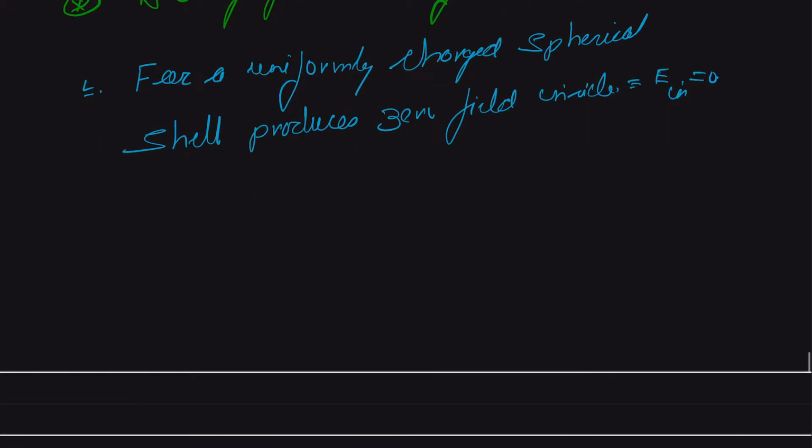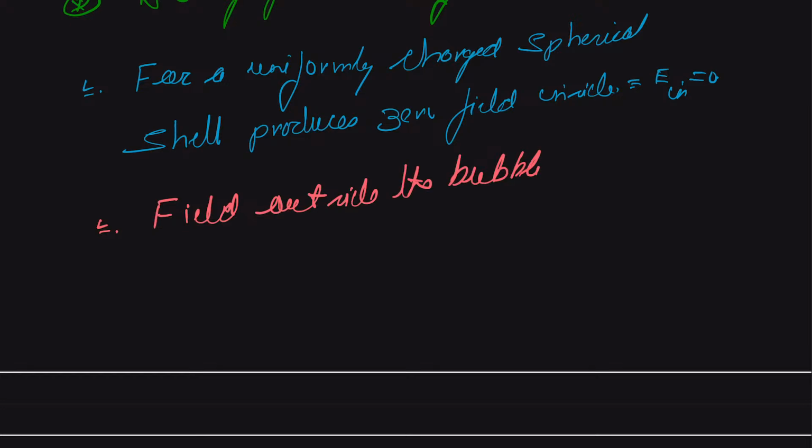Thus we can write that our external electric field, as per Gauss's law, will be equal to sigma upon epsilon naught. That's our standard result. Okay, so the field outside the bubble, E out, will be equal to sigma upon epsilon naught.